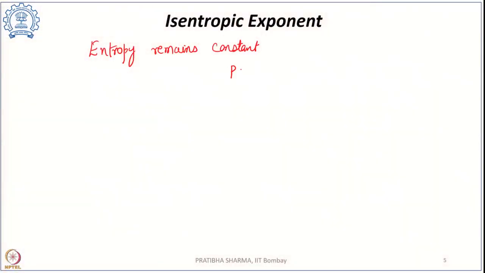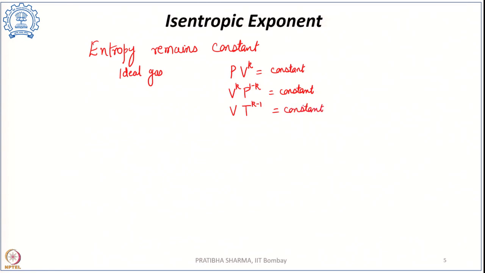Now, if we consider the independent variables as pressure and volume, in that case the exponent is k. So, PV to the power k is constant; this is one of the equations which relates pressure and volume. If we consider this for an ideal gas, then the exponent remains almost constant. We can relate volume and pressure such that V to the power k, P to the power 1 minus k, is constant. We can also relate the volume and temperature. So, for an ideal gas, the relationship between the state variables, the pressure, volume and temperature, and the isoentropic exponent is given by these expressions.